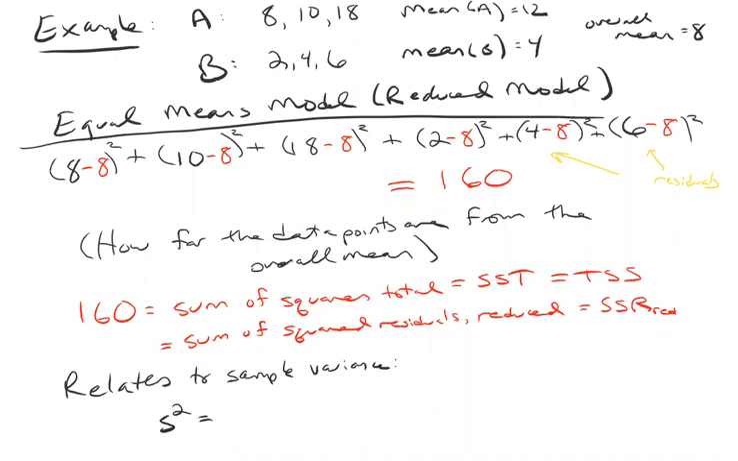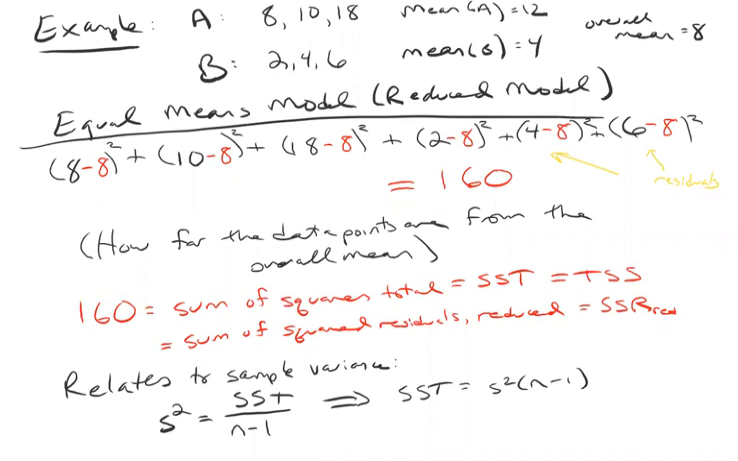And we now have a shortcut for writing down that numerator. We've decided we're going to call it SST, because SST is exactly: take every data point, subtract the overall mean, square them, add them up. So SST over sample size minus 1 is exactly S squared, which of course implies that SST can also be written as S squared times n minus 1.